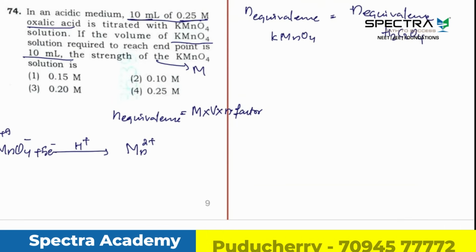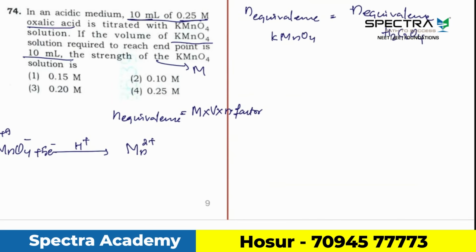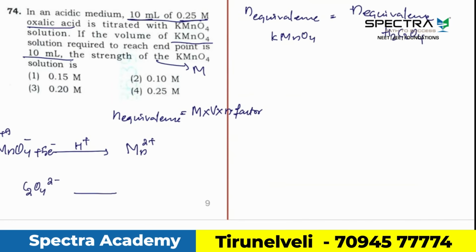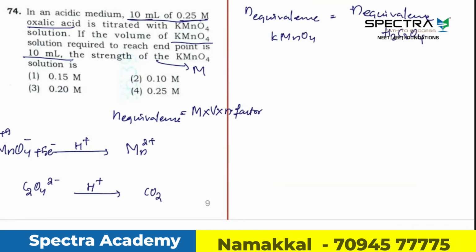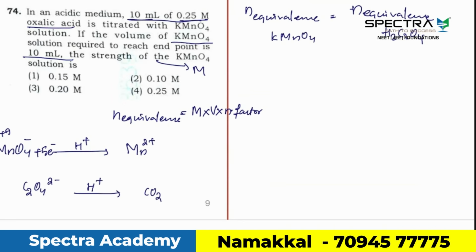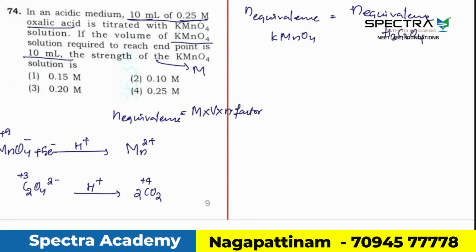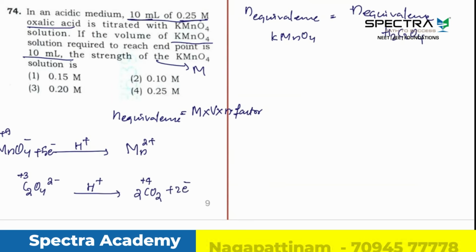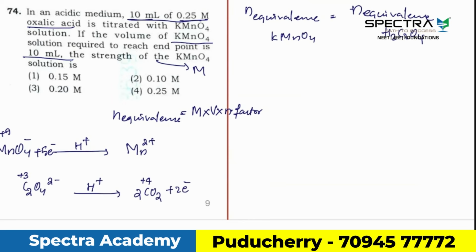The next is the oxalate ion, C2O4 2 minus, or oxalic acid. It gets oxidized in the presence of KMnO4 to carbon dioxide. So when you check C2O4 2 minus, carbon has a plus 3 oxidation state. It will give 2 carbon dioxide, with carbon having a plus 4 oxidation state. So during this oxidation, 2 moles of electrons will be transferred. Why have we calculated this number of electrons transferred?